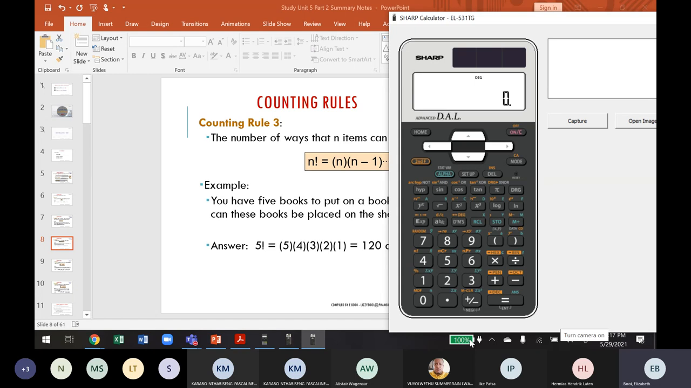It is orange and it's on button number 4, and it is n factorial. Also, you go and say 5 and go second function because it's written in orange. And then you press 4 and you will have n factorial as 5 factorial. And then you press equal and that will give you 120. And that's how you're going to do your factorials.